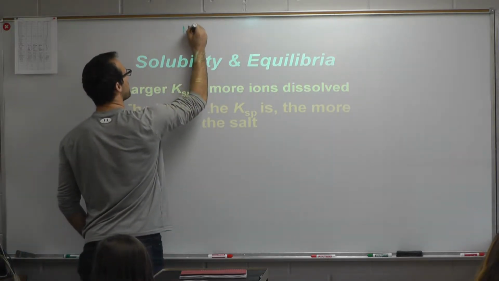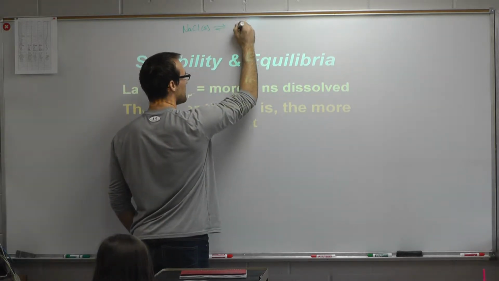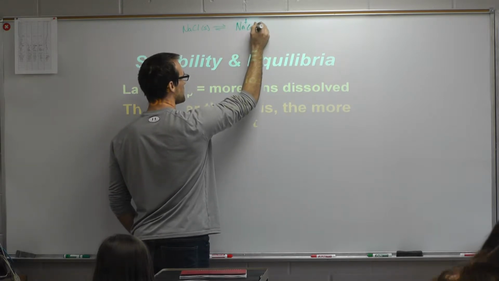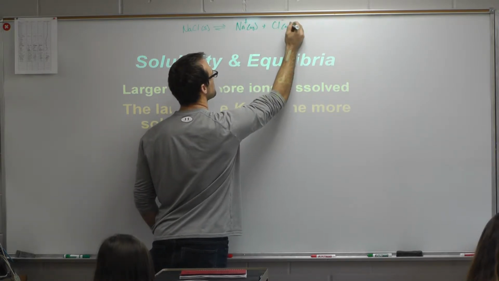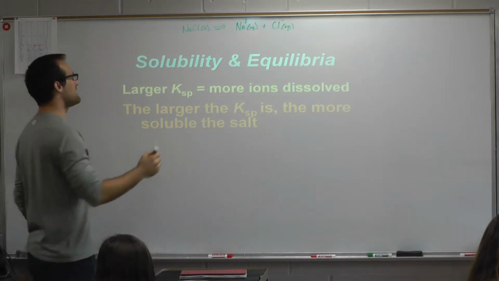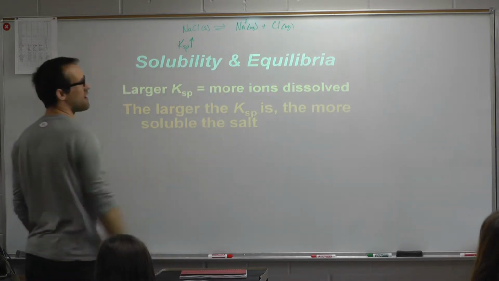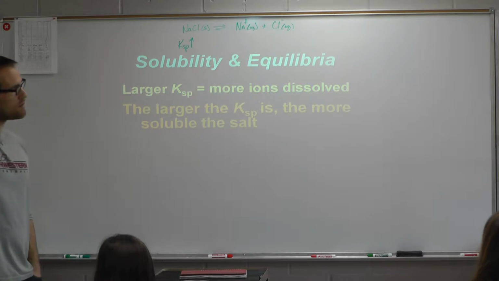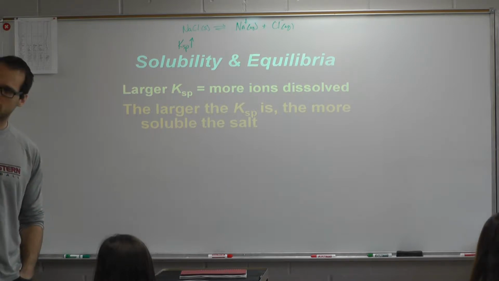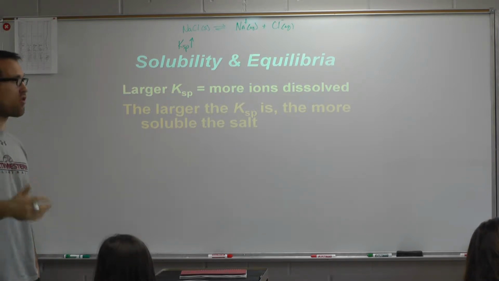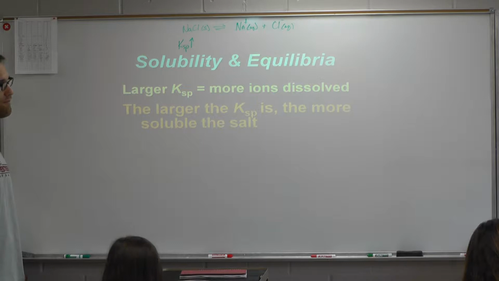I gave you an example of, let's say, table salt being put in water. It breaks up into its ions. Whenever you dissolve something, you are breaking up into the individual ions. If I say that the KSP is very large, what does this tell me? That there's more ions dissolved. Product favored, which means you have a lot of ions in solution, so most of it or a lot of it is in ion form.